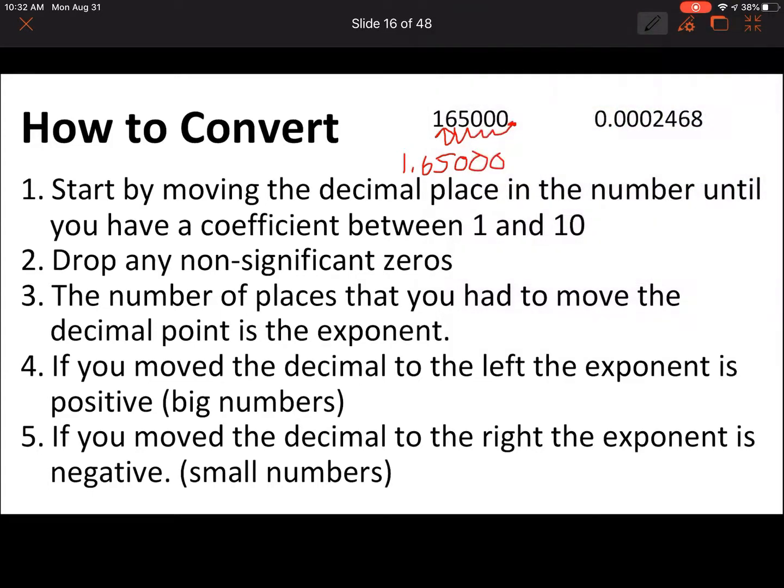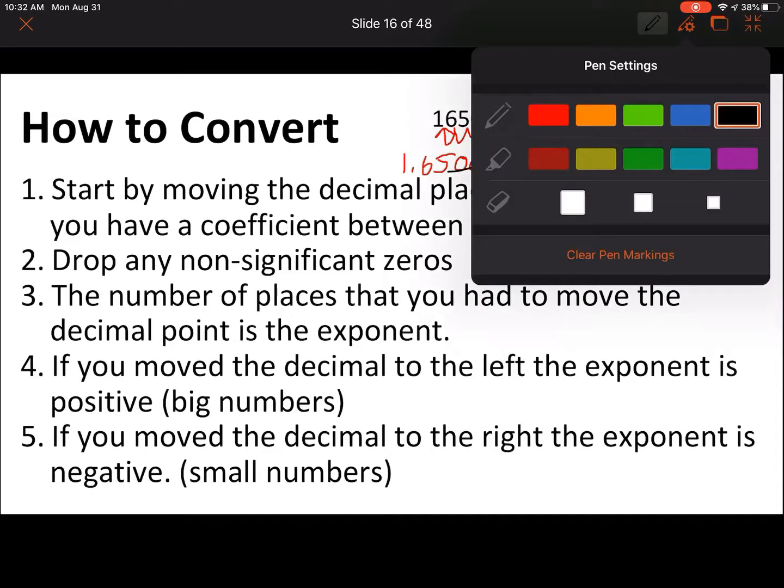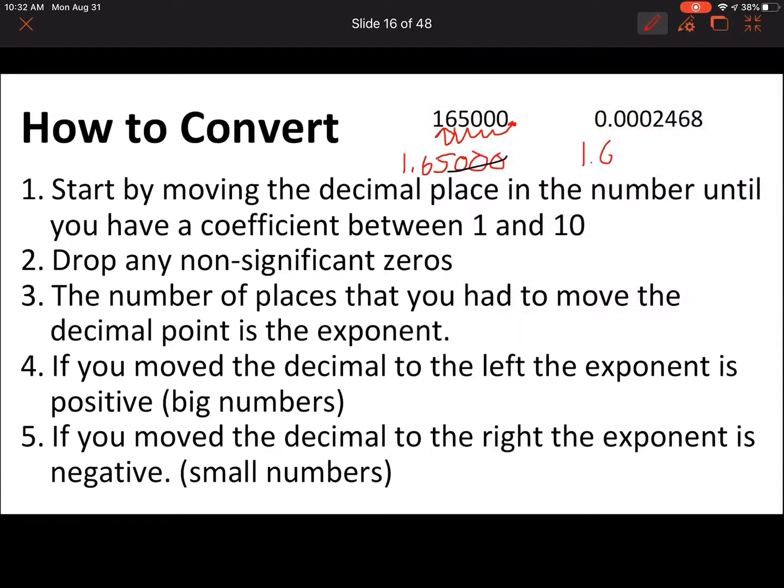We're going to drop any non-significant zeros. What do we mean by non-significant? Well, take a guess. Do we really need to write the 1.65000? No, those zeros are non-significant. But zeros in the middle would be significant, and I'll do an example of that in a moment. So we drop those end zeros. The number of places that you had to move is now your new exponent, and we are going to rewrite this as 1.65 times 10 to the what exponent? Well, we had to move it 5 times. 1, 2, 3, 4, 5. 5 spaces, so this is 10 to the 5th.